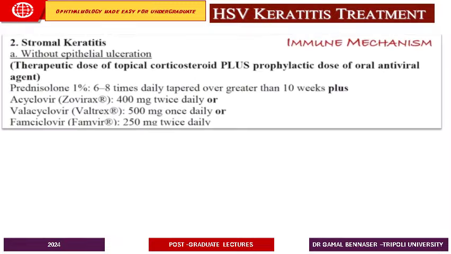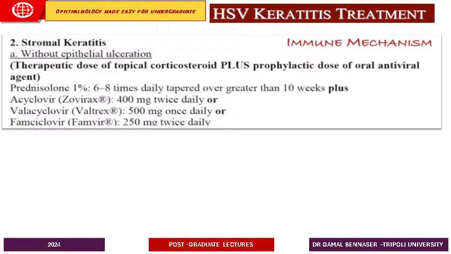Now, as far as the stromal keratitis, as we have said before, if there is a stromal keratitis without necrotization, without ulceration, this is mainly due to an immune mechanism. So in this scenario, we need to use the therapeutic dose of corticosteroids plus the prophylactic dose of oral antiviral.